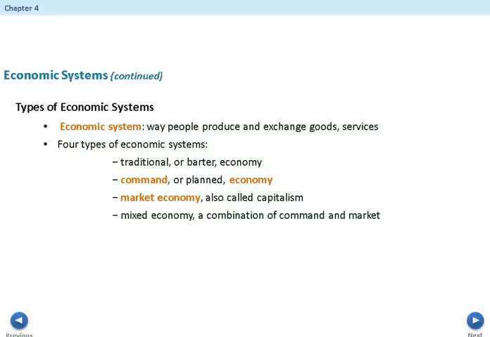Now what's interesting is that most people think that there's a kind of a line in the sand, that you either have a command economy or you have a market economy, when in fact most of the time we have what's known as a mixed economy, and it's a combination of a command economy and a market economy.